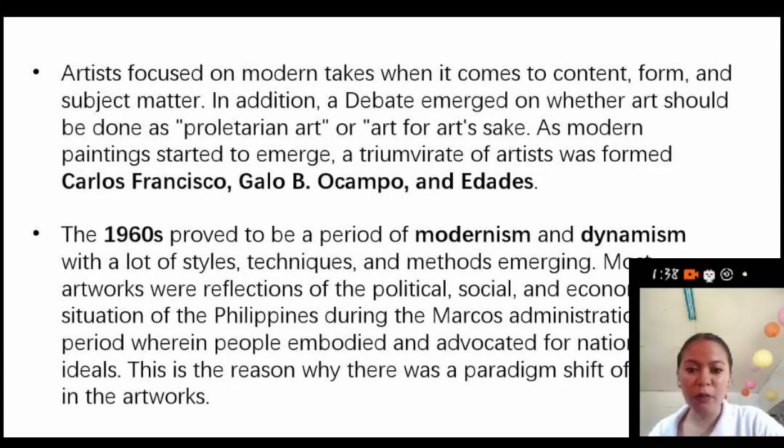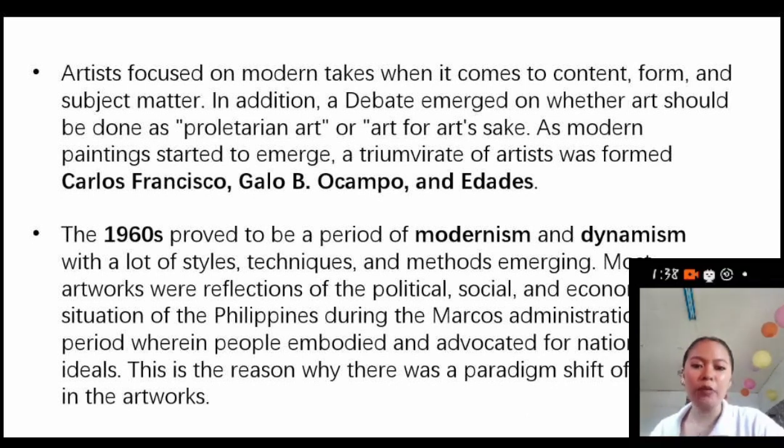Artists focused on modern takes when it came to content, form, and subject matter. In addition, a debate emerged on whether art should be done as proletarian art or art for art's sake. As modern painting started to emerge, a triumvirate of artists was formed: Carlos Francisco, Galo B. Ocampo, and Idades. The 1960s proved to be a period of modernism and dynamism, with a lot of styles, techniques, and methods emerging.